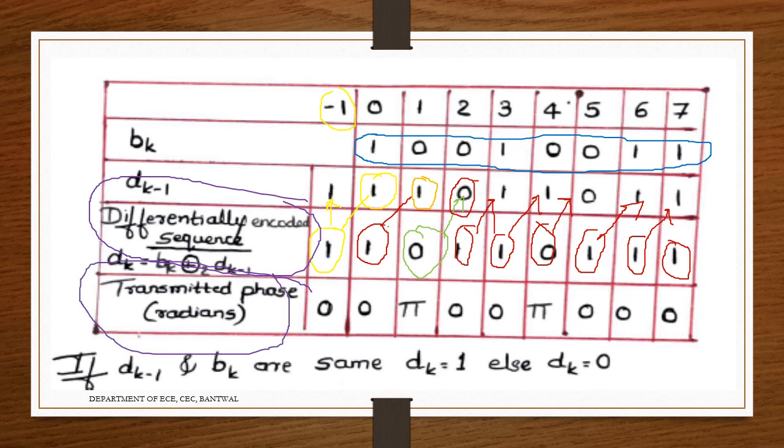So that is what we have concluded. If DK minus 1 and BK are the same, DK will be 1, else it will be 0. You can observe that this is called XNOR. So this is what we concluded with differential phase shift keying: the differentially encoded sequence is given to the phase shift keying. So it's a merger of two.